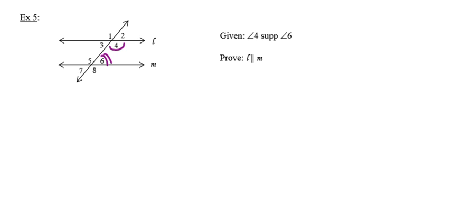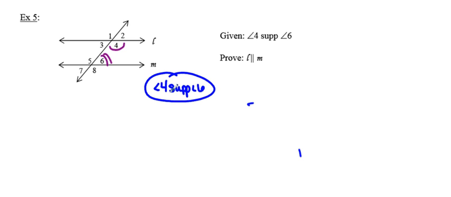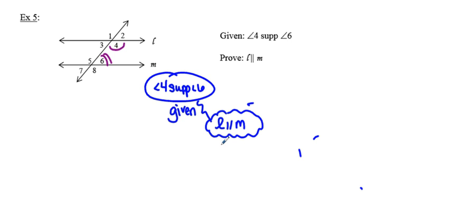So this proof 2 is going to be a two-step proof. I'm going to start out by saying angle 4 is supplementary to angle 6. I know this is a true statement because it's given to me. And because those same side interior angles are supplementary, I'm all set to conclude that those lines have to be parallel. The reason I have for that is that when same side interior angles are supplementary, I know that lines have to be parallel.